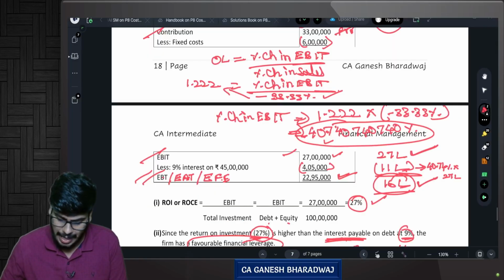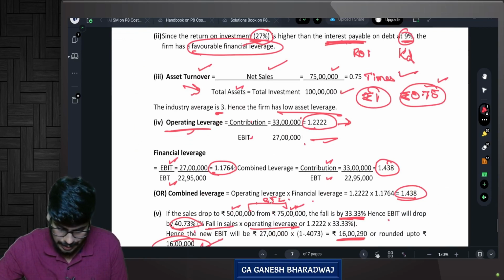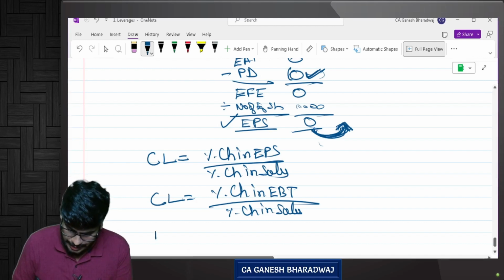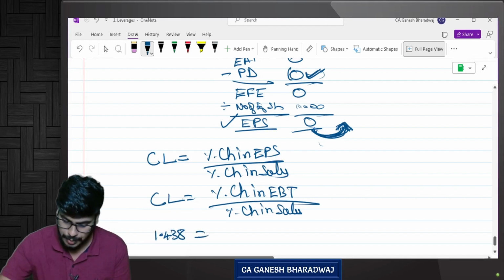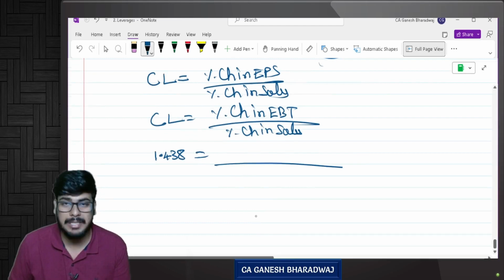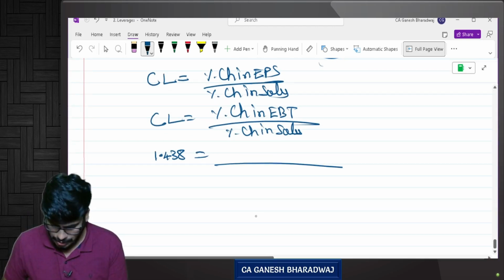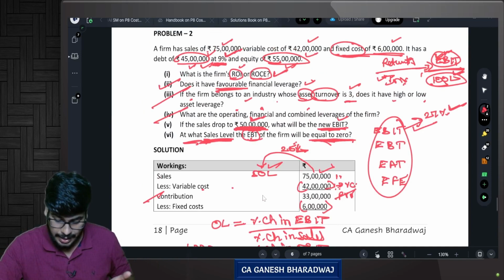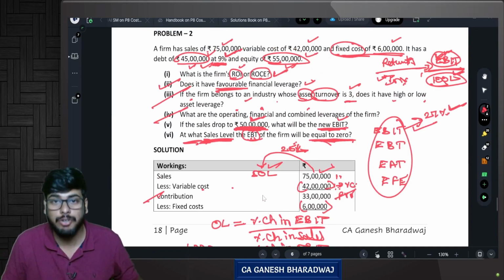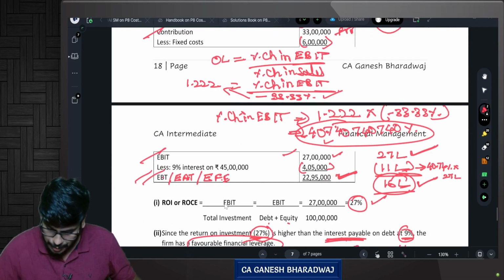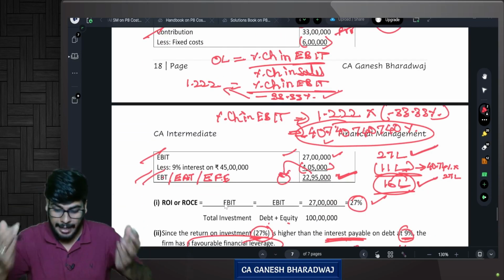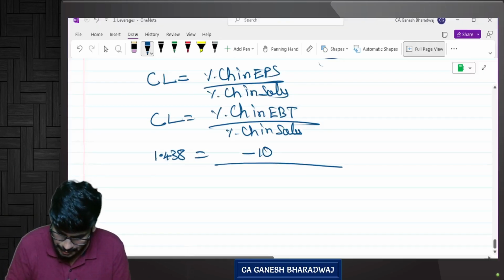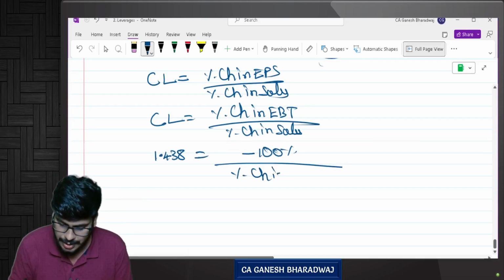Now, do we have the combined leverage with us? Yes, we do. How much is combined leverage? 1.438, correct? So can I say 1.438 is equal to percentage change in EBT divided by percentage change in sales? What is the percentage change in EBT? Minus 100%. Sir, how do you know minus 100%? Currently, EBT is 22,95,000. They are saying at what sales level the EBT will be equal to 0. So if I want my EBT to be 0, it has to reduce by the entire 22,95,000, or in other words, the change will be minus 100%, correct? So minus 100% divided by percentage change in sales. Are you clear with this?